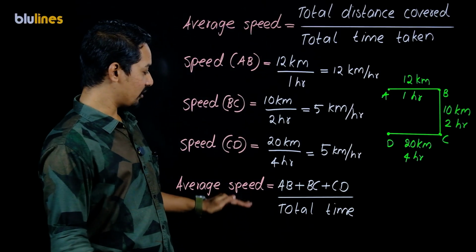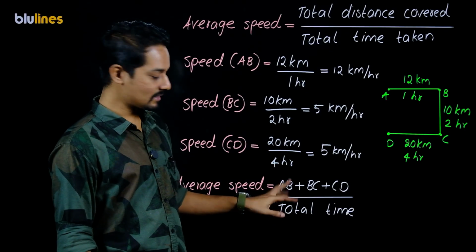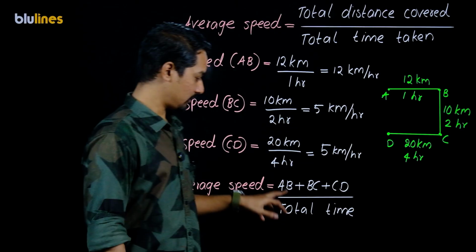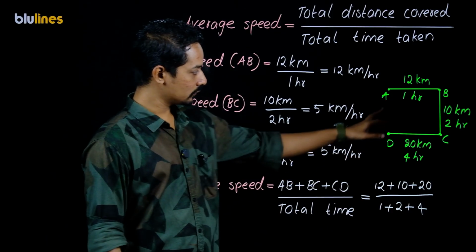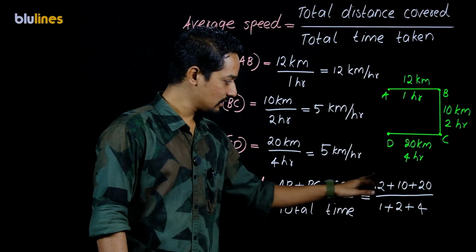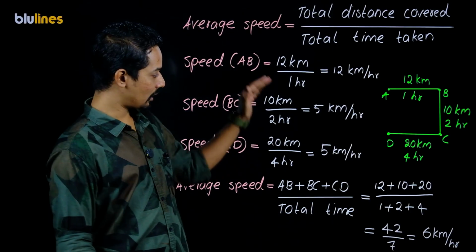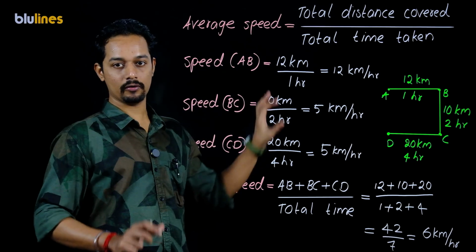Now we ask the question, what is the average speed for the entire process? The average speed is the total distance covered, that is the entire long path AB plus BC plus CD, divided by the total time. The total time is 1 plus 2 plus 4 hours. So finally we get 6 km per hour. There are multiple speeds, but the average speed is the averaged value of all the speeds.